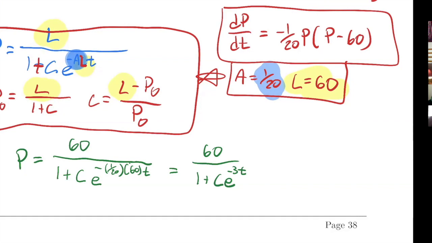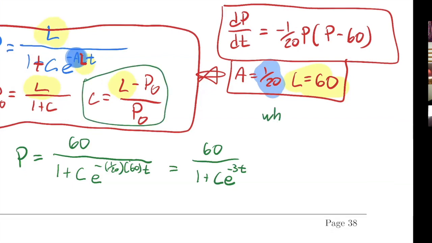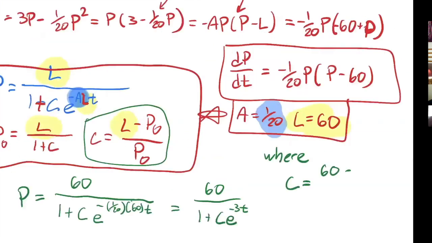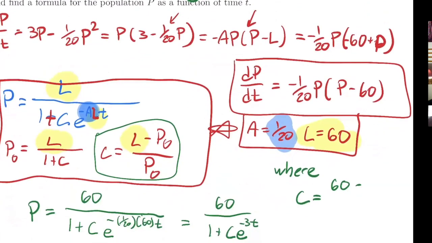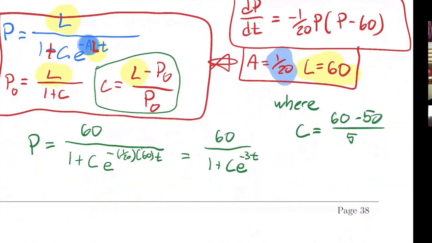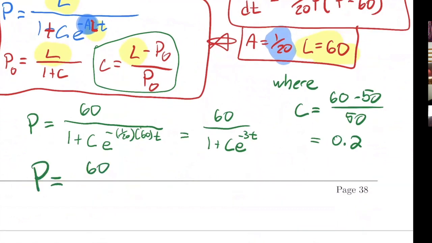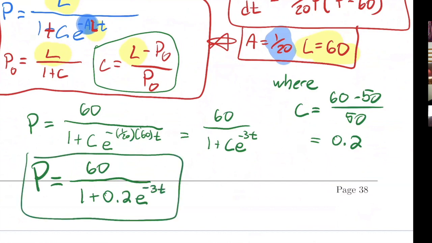Then we would want to use our initial condition to figure out the value for that arbitrary constant C. And that we can see depends on our initial value P0, but it's not directly the initial value. We get that from this formula over here. In this case, our P0 was 50. Simplifying that would give us 0.2. So there we've got our particular solution to this initial value problem.